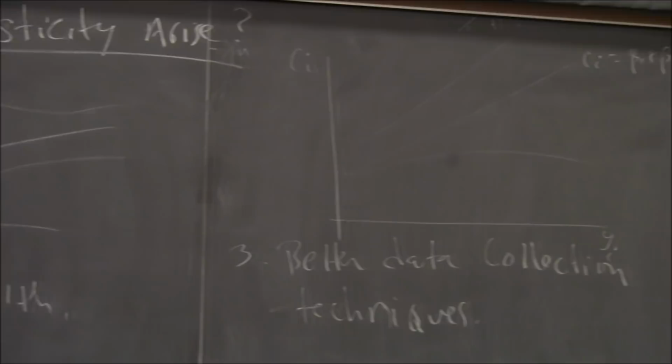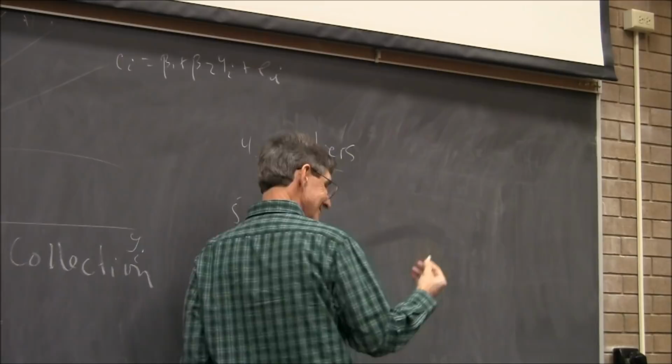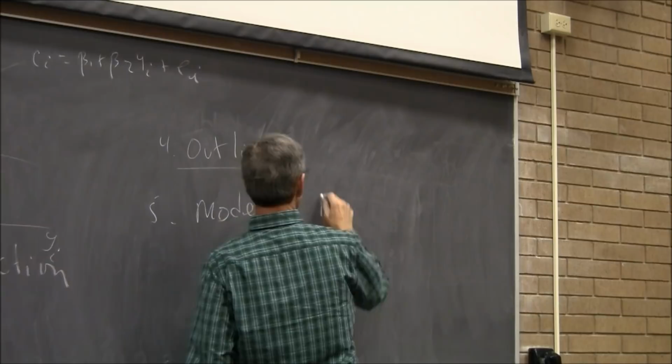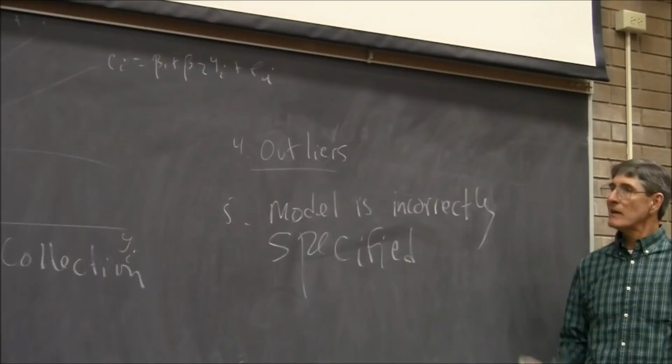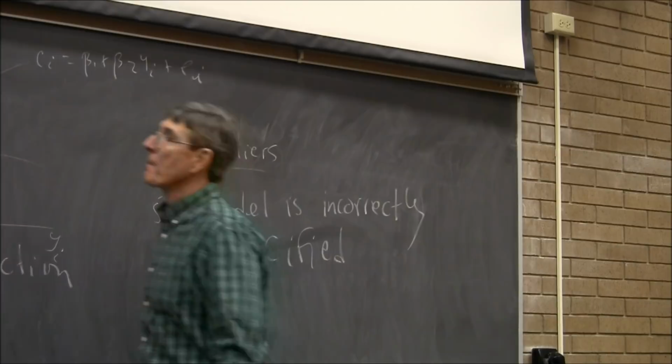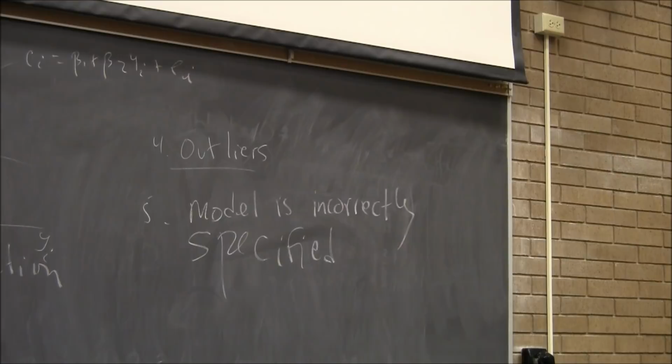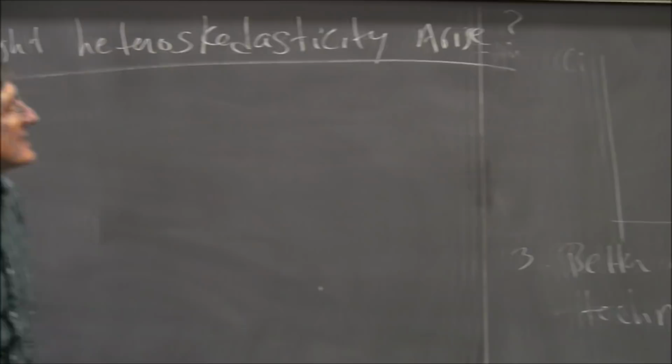Oh yeah, this is a really common way. Number four: the model is incorrectly specified. That's one of the more common ways. In fact, the discovery of heteroscedasticity is often an indication of specification errors.